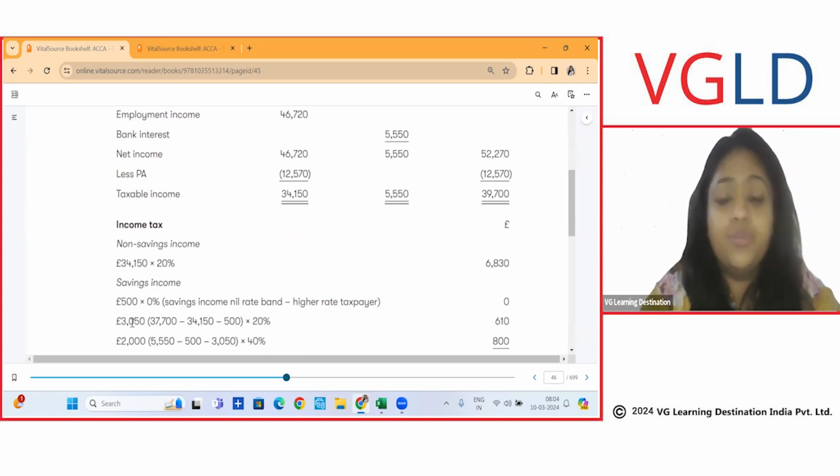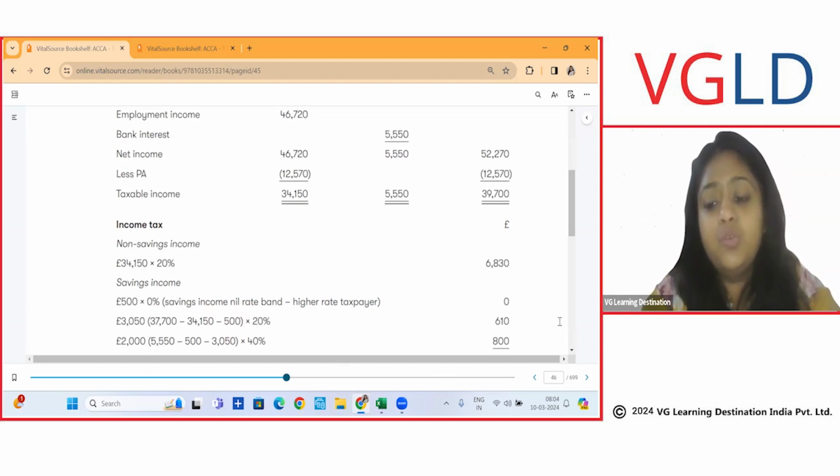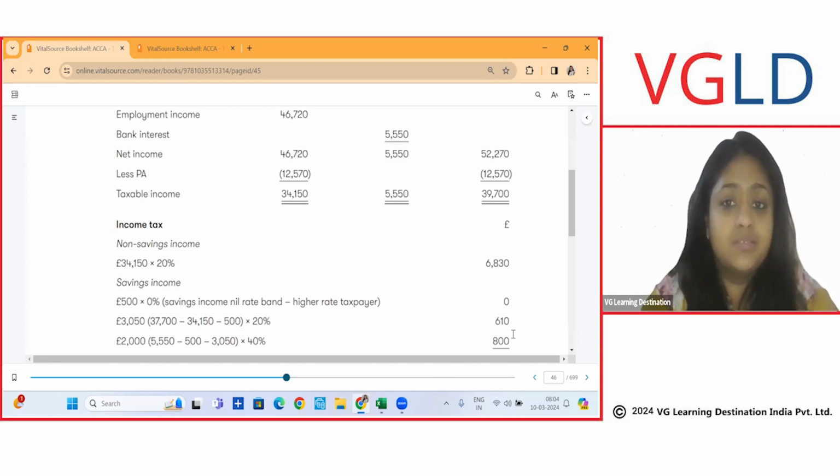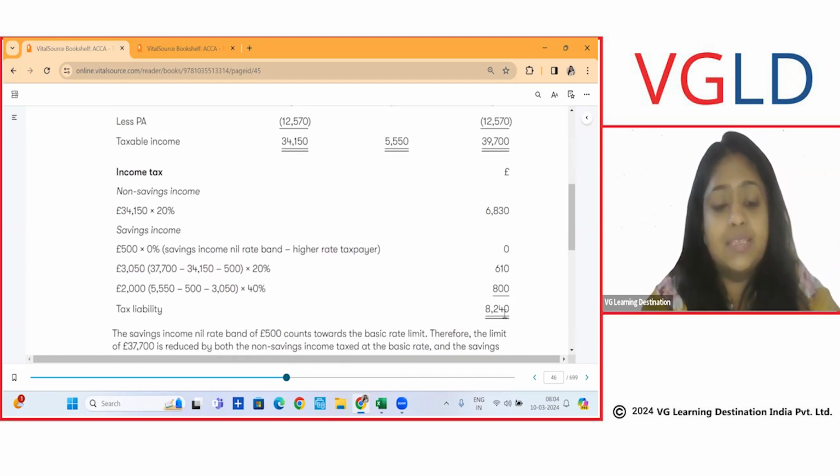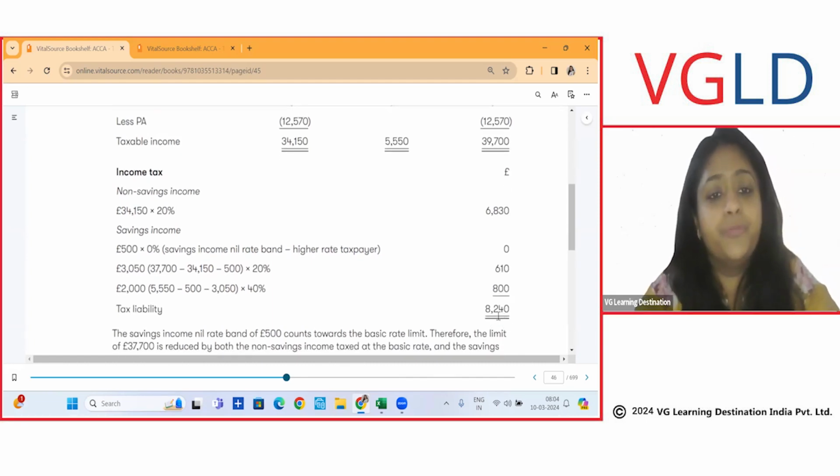That 3050 will now be subject to 20%. So when you add 3050, 500 and 34,150, the total will be 37,700. Done. Now the income beyond it is 2,000. The 2,000 will be covered at 40%. Are we clear? The other way around, 5,550 less 500 less 3050, you will get 2,000. That 2,000 will be covered at 40%. So then your total tax liability will be 8240.